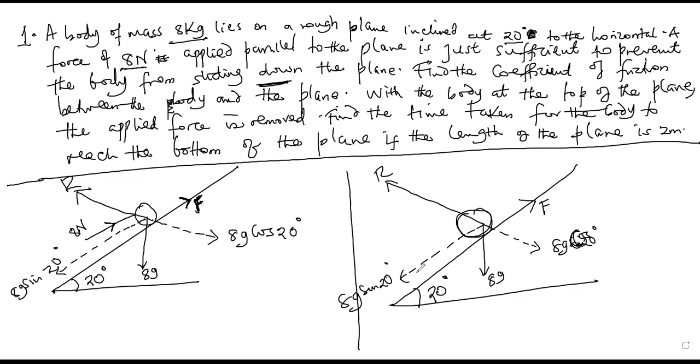My interpretation is clear? Yes. So for the first part, you can resolve and get the value of mu. And for the second part, you can resolve still and you get all the things needed. Now, let me take you to the calculation, how we go about it. I will begin with when the force applied was just sufficient to prevent the body from sliding down.